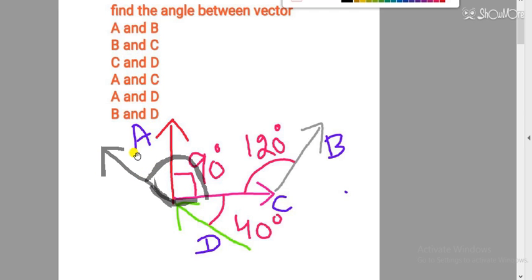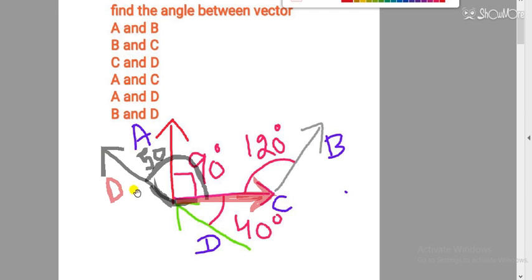As we know, the angle between A and D is 50. So 50 plus 90 will be the angle between A and C. You can see this is vector C, I am highlighting it. This is vector C and this is vector D.